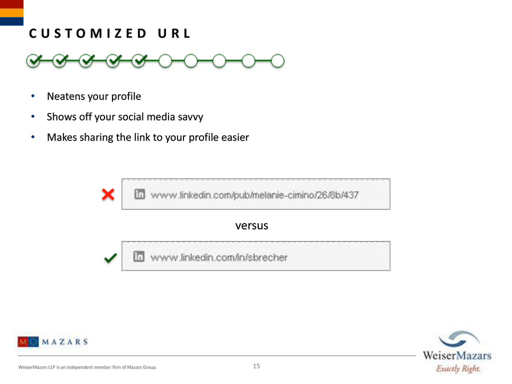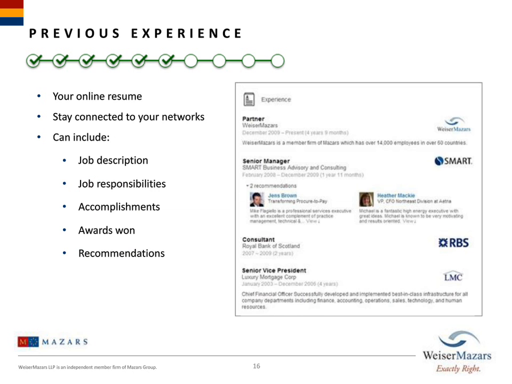Now this is really the meat of your profile. It's basically your online resume, your experience section. So this is where you're going to go in and you're going to put in all your past jobs and positions that you held, different titles that you held. And you can include a lot of information here. You can include a description, job responsibilities, accomplishments, awards won.